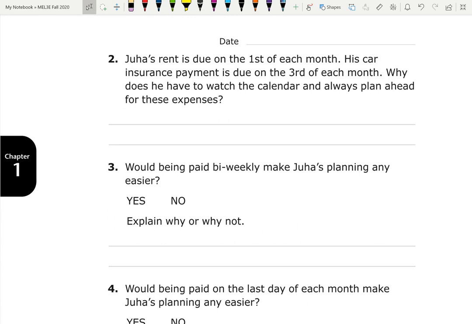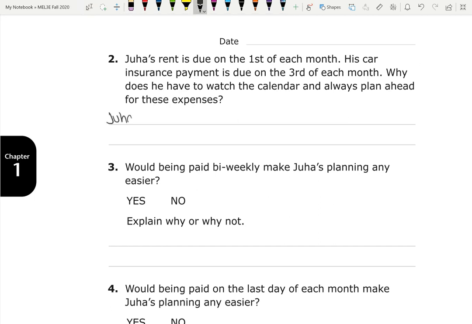Joa's rent is due on the 1st of each month. His car insurance payment is due on the 3rd of each month. Why does he have to watch the calendar and always plan ahead for his expenses? Well, he has two big payments right at the beginning of the month. So he needs to make sure that there's enough money in his bank account at the beginning of the month in order to pay these expenses.